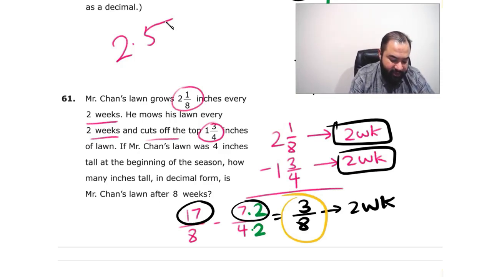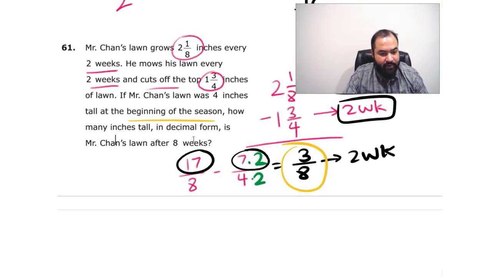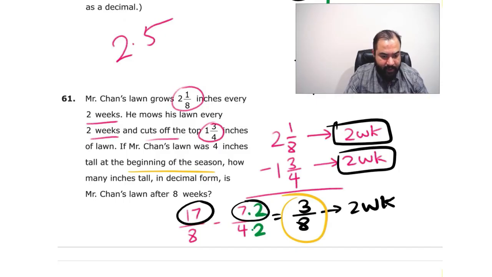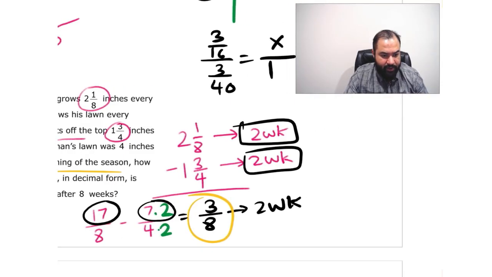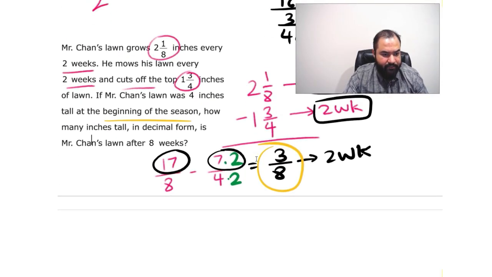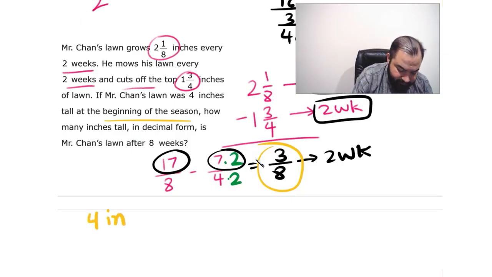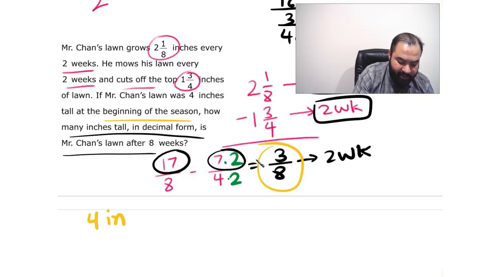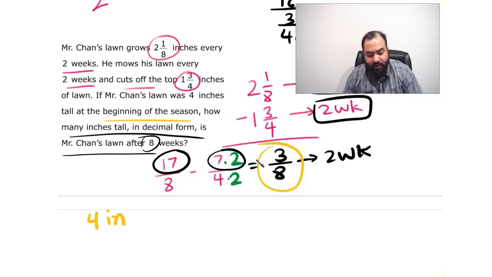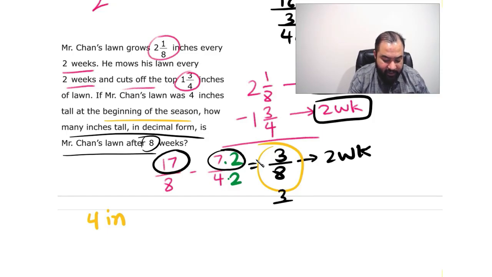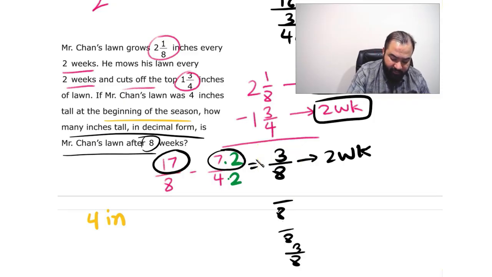Now it says if Mr. Chan's lawn was 4 inches tall at the beginning of the season. At the beginning of the season, it was already 4 inches tall, right? So they said how many inches tall it will become after 8 weeks. Well, we know that every 2 weeks later is 3/8. Then 4 weeks later is another 3/8, and then another 3/8, 6 weeks later, 8 weeks later, another 3/8. So 4 of these, right?